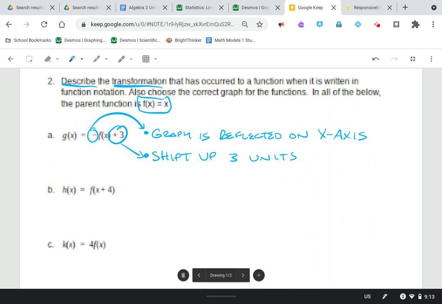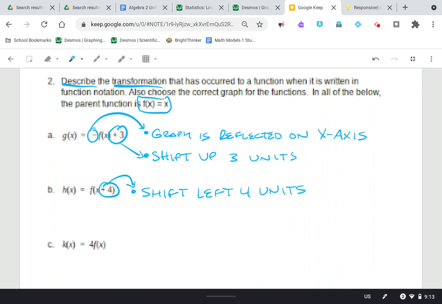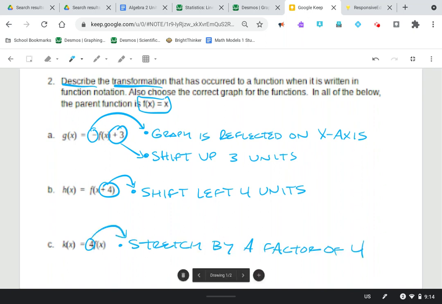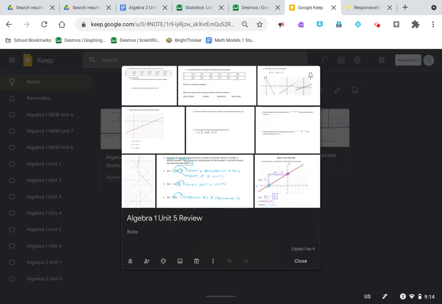The next one, we just have the plus 4, but now it's on the inside. So that plus 4 tells me that we are going to shift to the left 4 units. You just need to go back and look at the information on the lecture notes. If you're having trouble with these, all of this is spelled out there. And then on the last one, we have a 4 being multiplied, and that's going to be what we call dilation or a stretch by a factor of 4. That's what that tells me. All right. So make sure you review transformations.